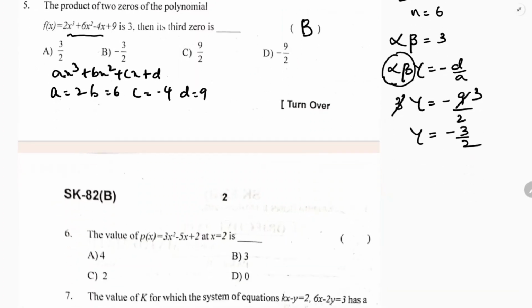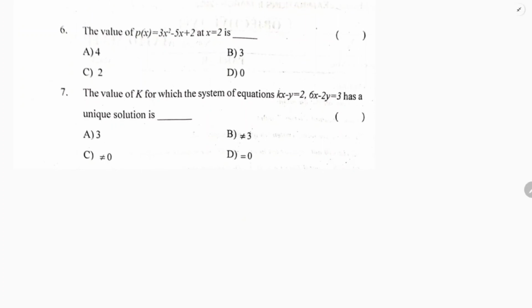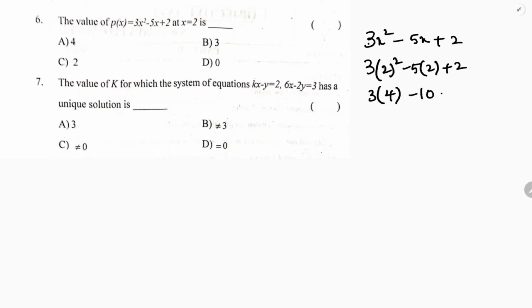Next one, the value of p of x at x equals 2. So p of x is 3x square minus 5x plus 2 at x equals 2. So 3 into 2 square minus 5 into 2 plus 2. 3 times 2 square is 3 times 4, 12, and 5 times 2 is 10, plus 2. 12 minus 10 plus 2, so 12 plus 2 is 14, 14 minus 10, the answer is 4. So the correct option is A.